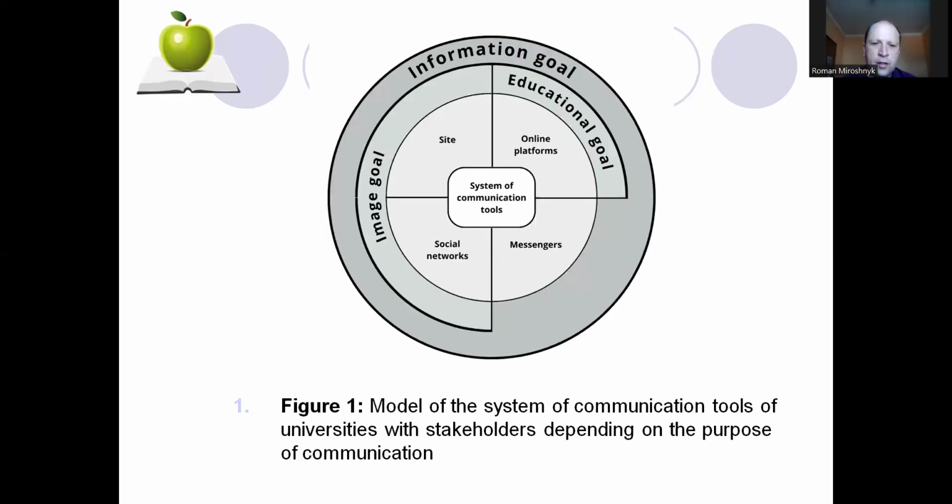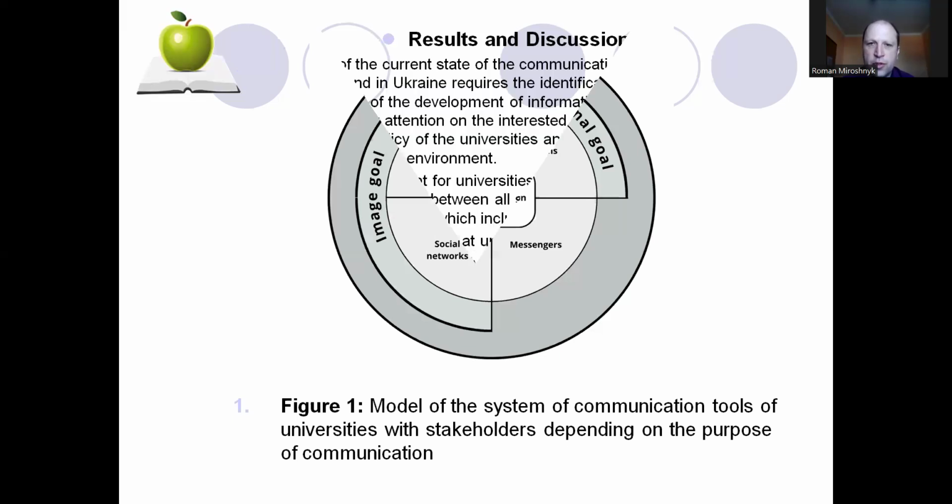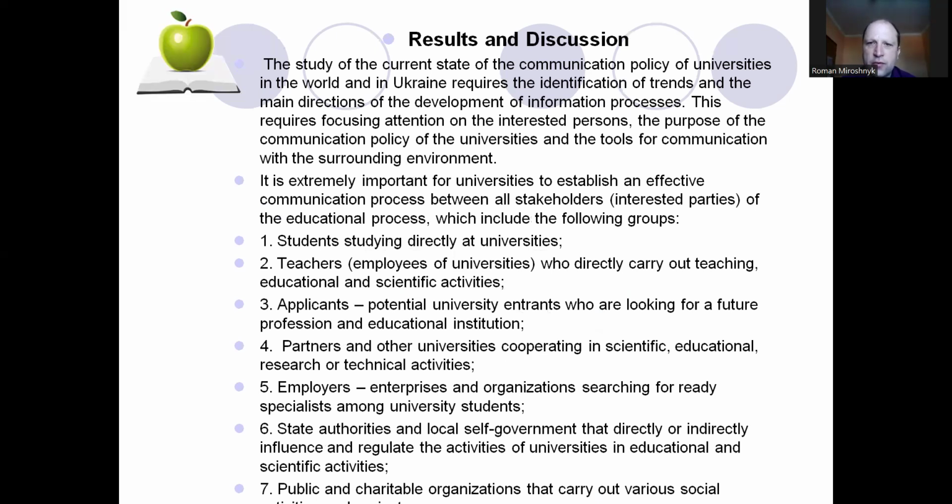On figure one, you can see the system of communication tools of the university with stakeholders depending on the purpose of communication. A study of the current state of the communication policy of universities in the world and in Ukraine requires the identification of trends and the main directions of the development of information processes. This requires focusing attention on the interests of persons, the purpose of the communication policy of the university and the tools for communication with the surrounding environment.